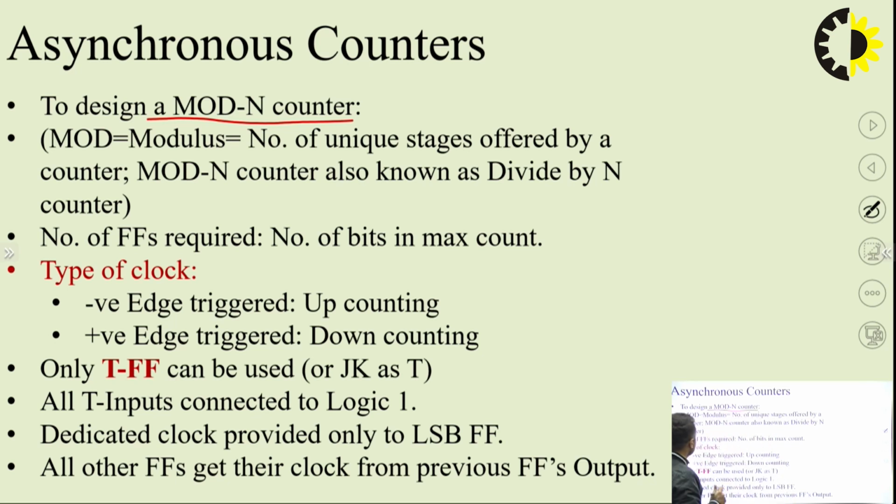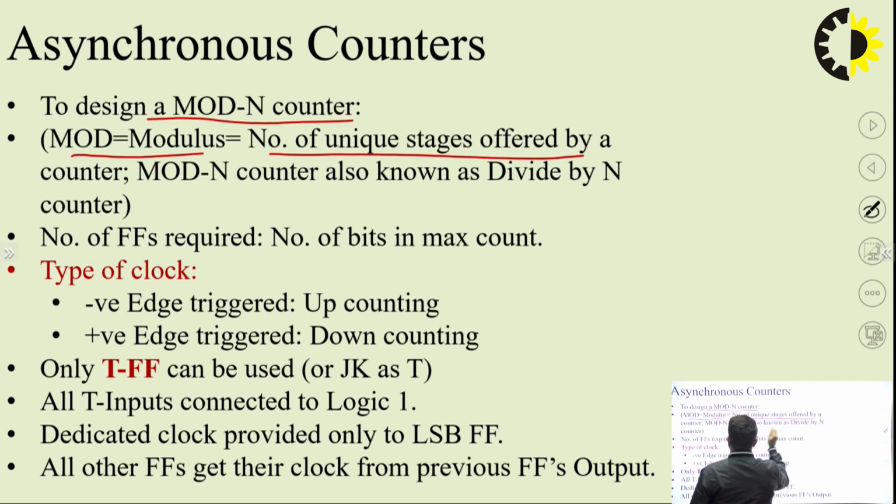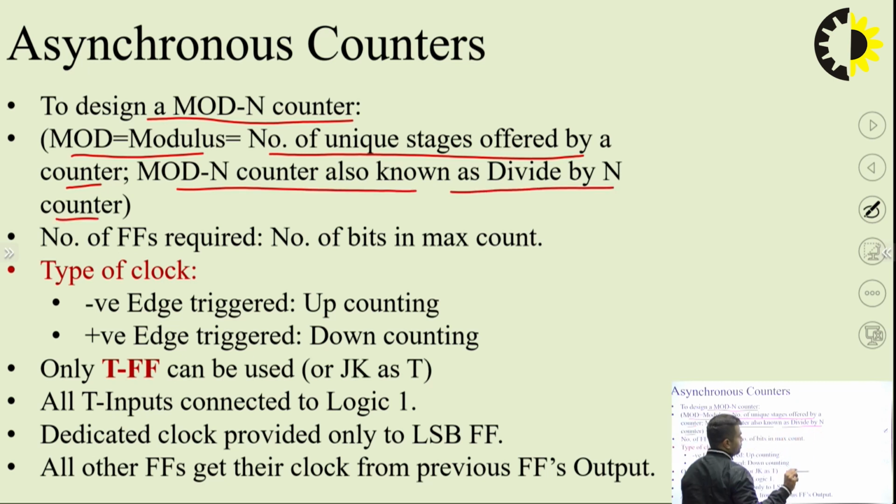Okay. So this is all about mode, and mode is also known as modulus, which is the number of unique stages offered by the counter. A mode n counter is also known as a divide by n counter, because the input clock frequency applied at the LSB flip-flop results in a frequency at the last flip-flop that is 1 by nth of the clock pulse frequency applied at the beginning. We will check this later on.